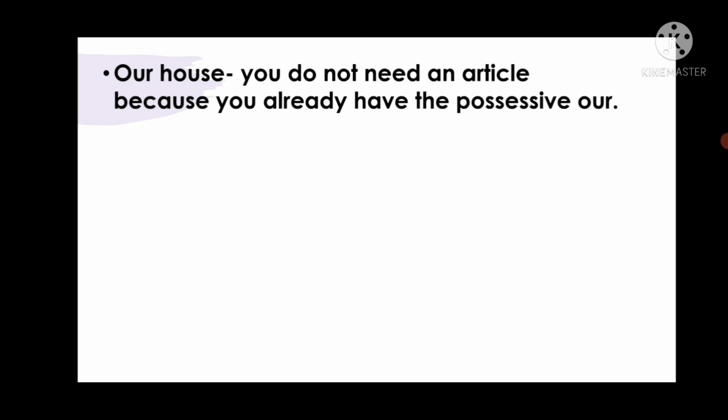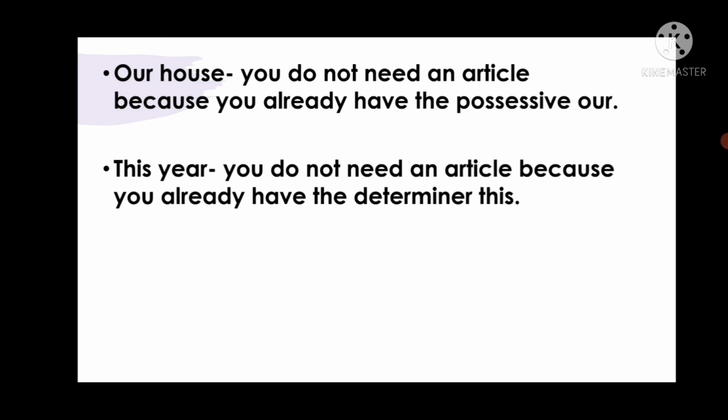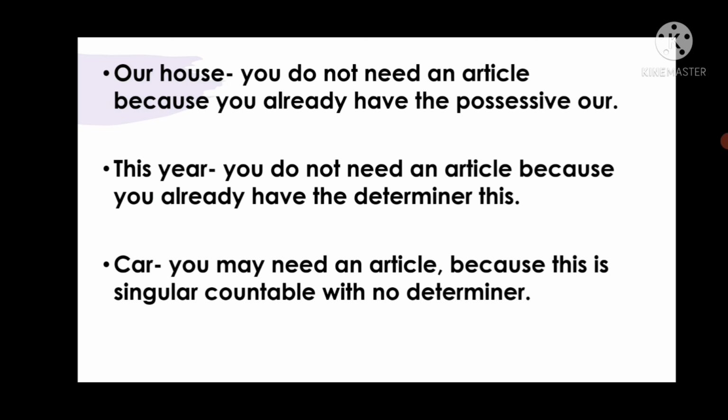So let's go to the next slide. Previously, when we were considering the points to be considered, it was mentioned that articles may not be necessary when you have a number, a possessive, or a determiner before the nouns. These are the examples related to that point. Our house: here you do not need an article because you already have the possessive "our". This year: in this condition also there is no need to use an article, because you already have the determiner "this". Next is car. You may need an article because this is a singular countable noun with no determiner.